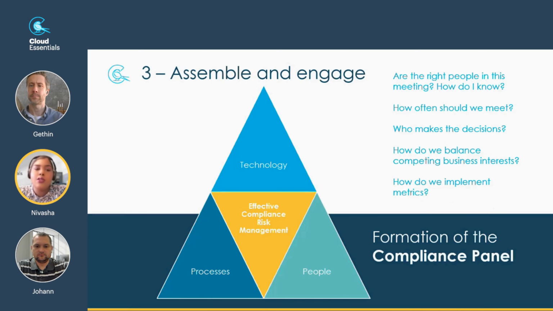Our step 3 is to assemble and engage. And this is a key step for us because this is where we form our compliance panel. So quite often, and in very large organizations, we often find that things tend to happen in silos. So when developing a project team or a work stream, it's very important that you include the correct people from the outset. So that ensures that you have people that can lead to controls that will translate to people, process, and technology at every juncture.